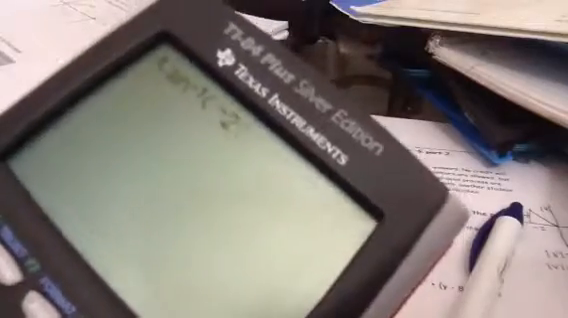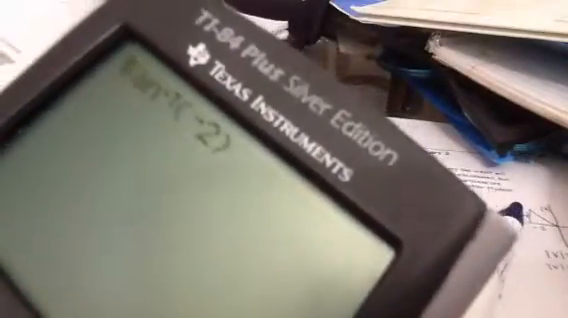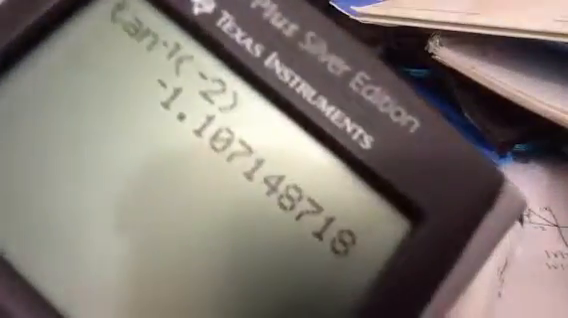To find your theta value, you're going to do the inverse tangent of b divided by a, which is the inverse tangent of 4 divided by -2. Make sure it's in radian mode, since I had it in degrees. Then you press enter and you'll get about -1.1 radians.